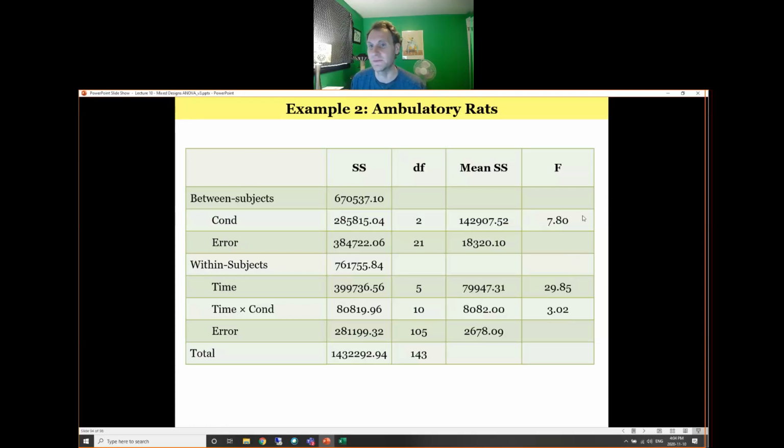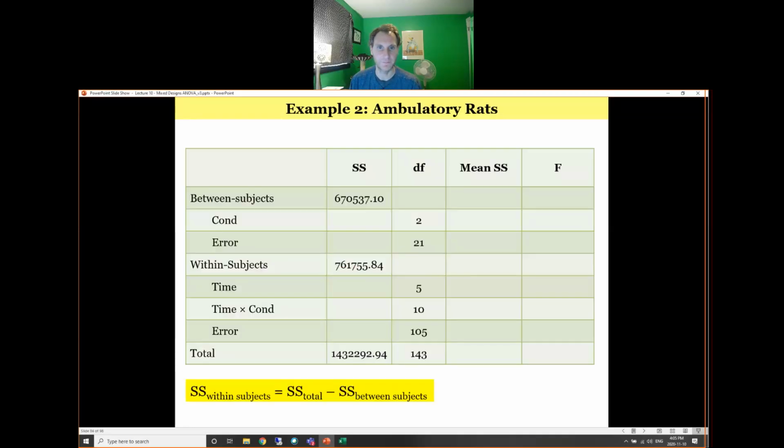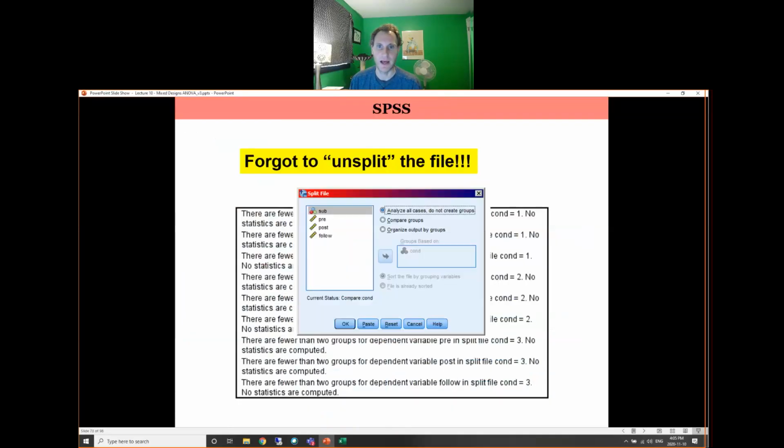So I have a significant main effect of my between subjects condition, and a significant main effect of time, but that main effect is qualified by a time by condition interaction. So the effect of time depends on the condition that you're in. Conversely, the effect of the condition depends on which time period we're looking at. We can see that if we go back to our plot.